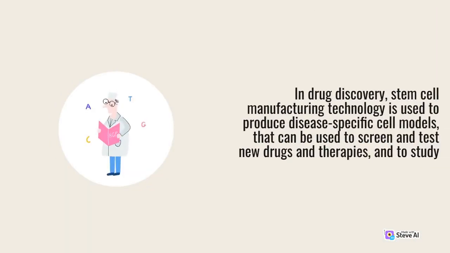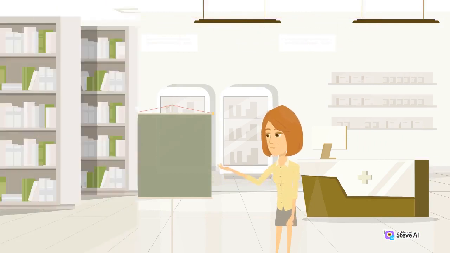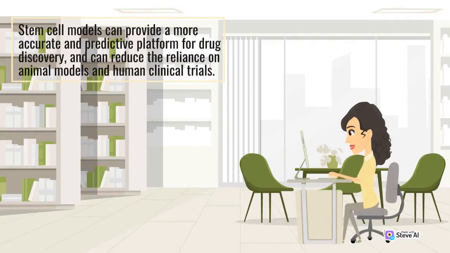In drug discovery, stem cell manufacturing technology is used to produce disease-specific cell models that can be used to screen and test new drugs and therapies, and to study the mechanisms of disease progression and treatment. Stem cell models can provide a more accurate and predictive platform for drug discovery, and can reduce the reliance on animal models and human clinical trials.